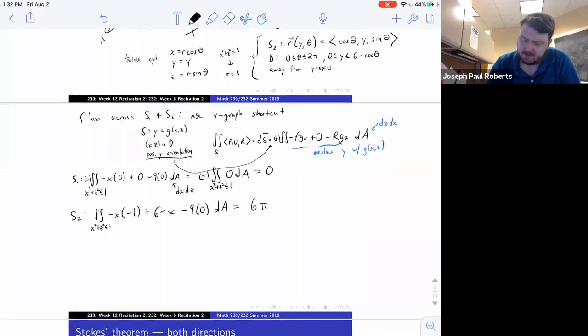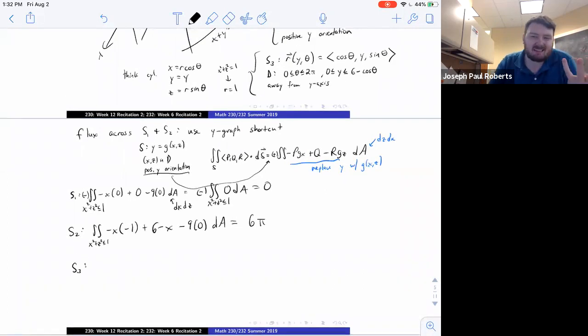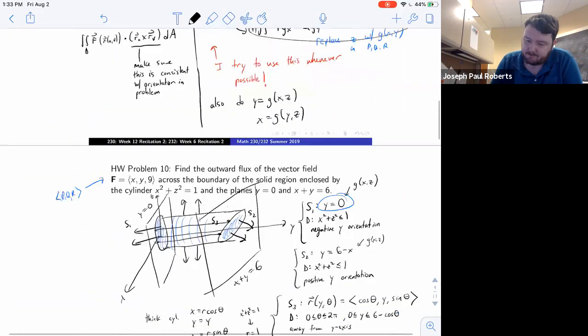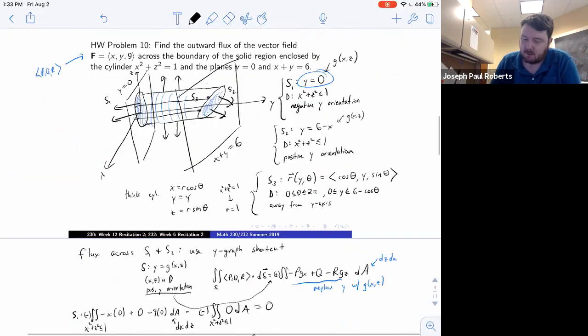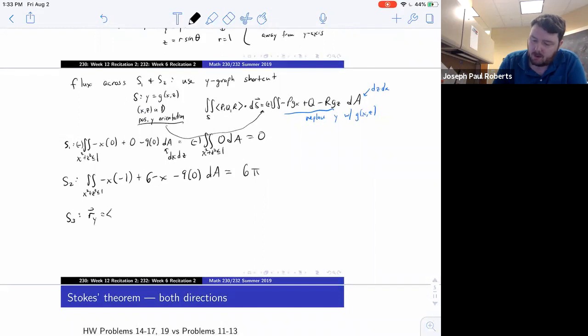Okay, and then finally S3. S3 is going to be a little bit trickier, because I guess I could do it as a graph if I really wanted to, solve for Z on the top and bottom halves, but that would introduce even more work. So S3 is a situation where I'm just going to do it with y and theta as the parameters. To get things going, I'm basically going to be using this formula. I need to start by doing R_y and R_theta, so R_theta is minus sine theta, 0, cosine theta.